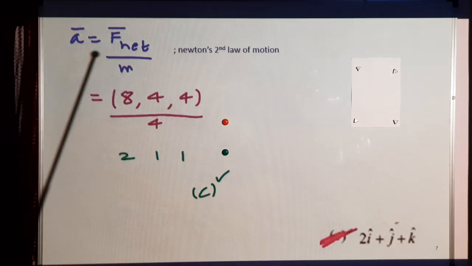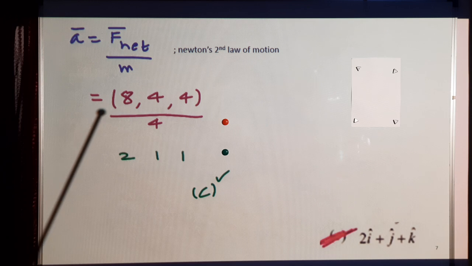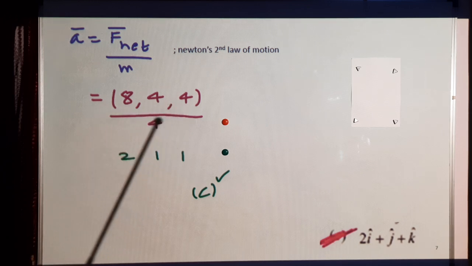So this is what I explained here. Acceleration is force by mass and net force is 8, 4, 4, sum of F1 plus F2. And the mass is 4 kg. So answer is 2, 1, 1.